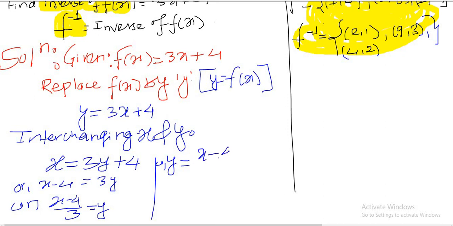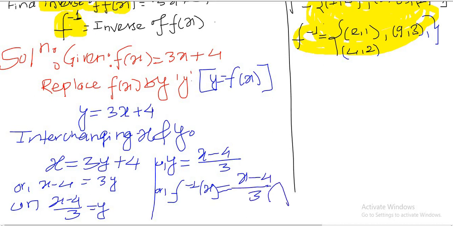Finally, what we found here is y equals x minus 4 divided by 3, and this y is known as f inverse of the function f. This equals x minus 4 upon 3. This is our final answer to find the inverse of the given function. Thank you.